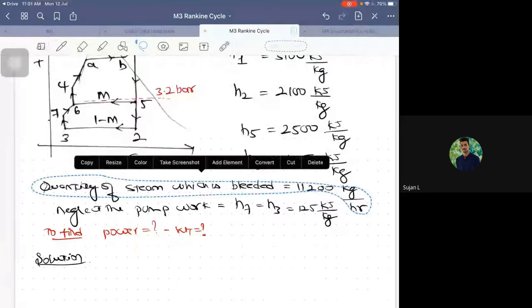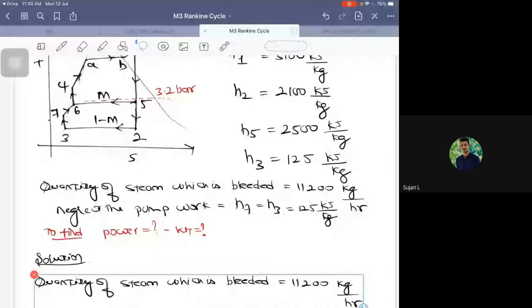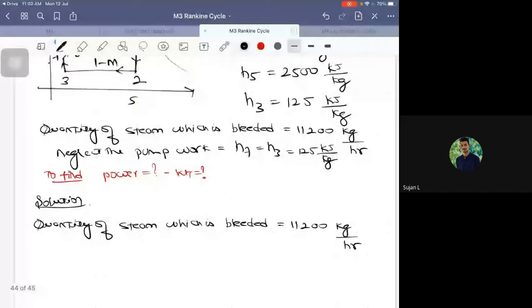Yes? So now I would take this, and can I have this value in kg per second so it would be comfortable for me?